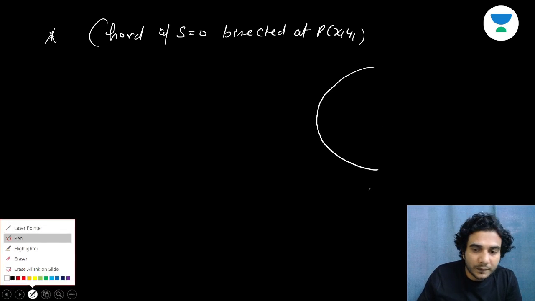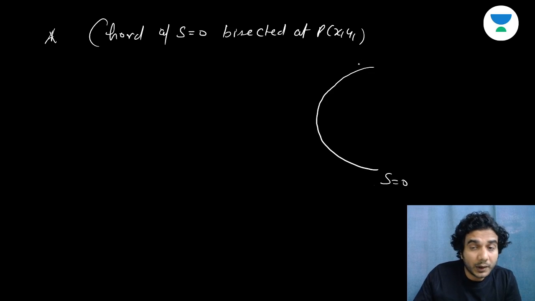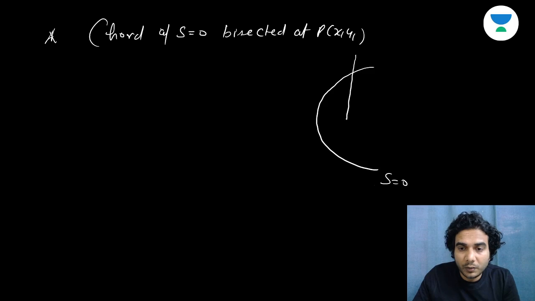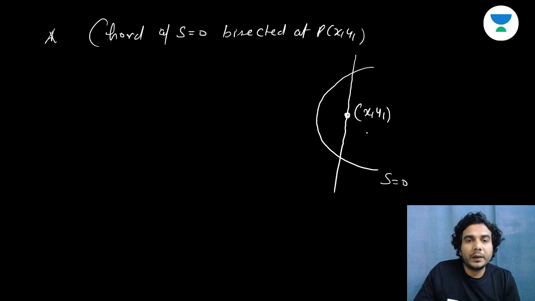So this is a curve, S is equal to 0, 2-degree curve, okay? Parabola, ellipse and hyperbola. And we need to write the equation of a chord whose midpoint is given, and midpoint is given x1, comma y1, okay? So let's see how to write it.